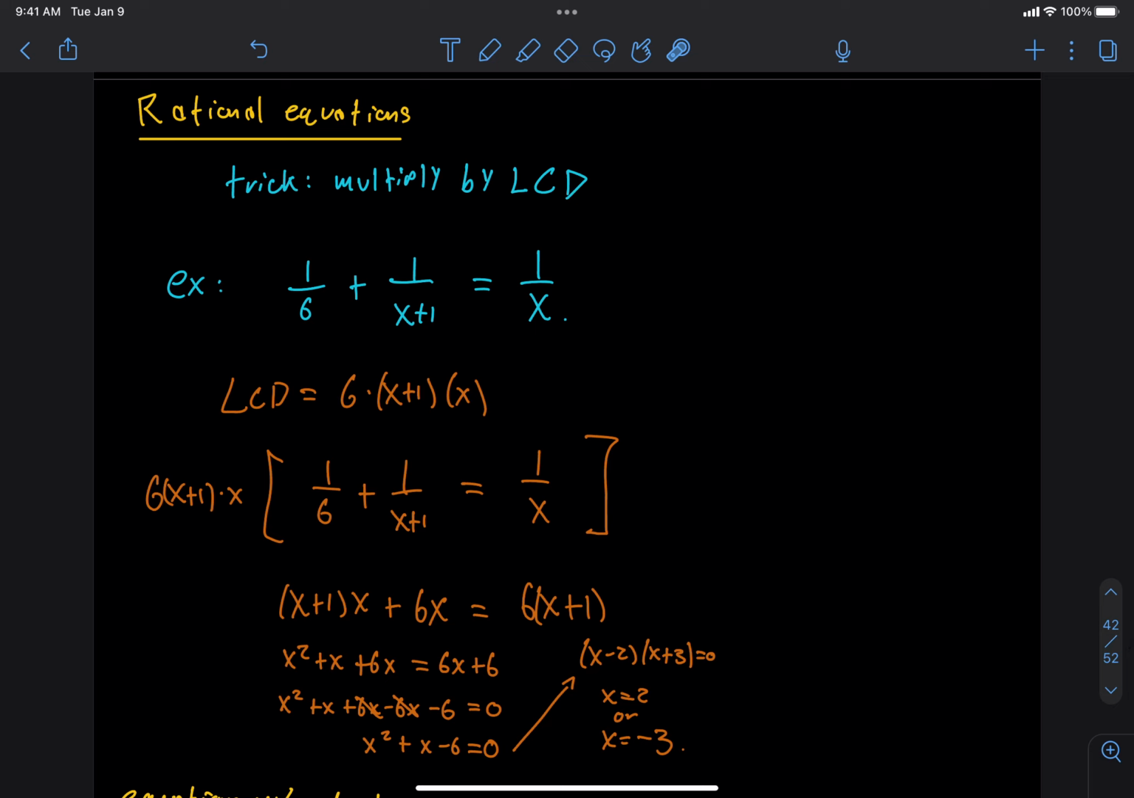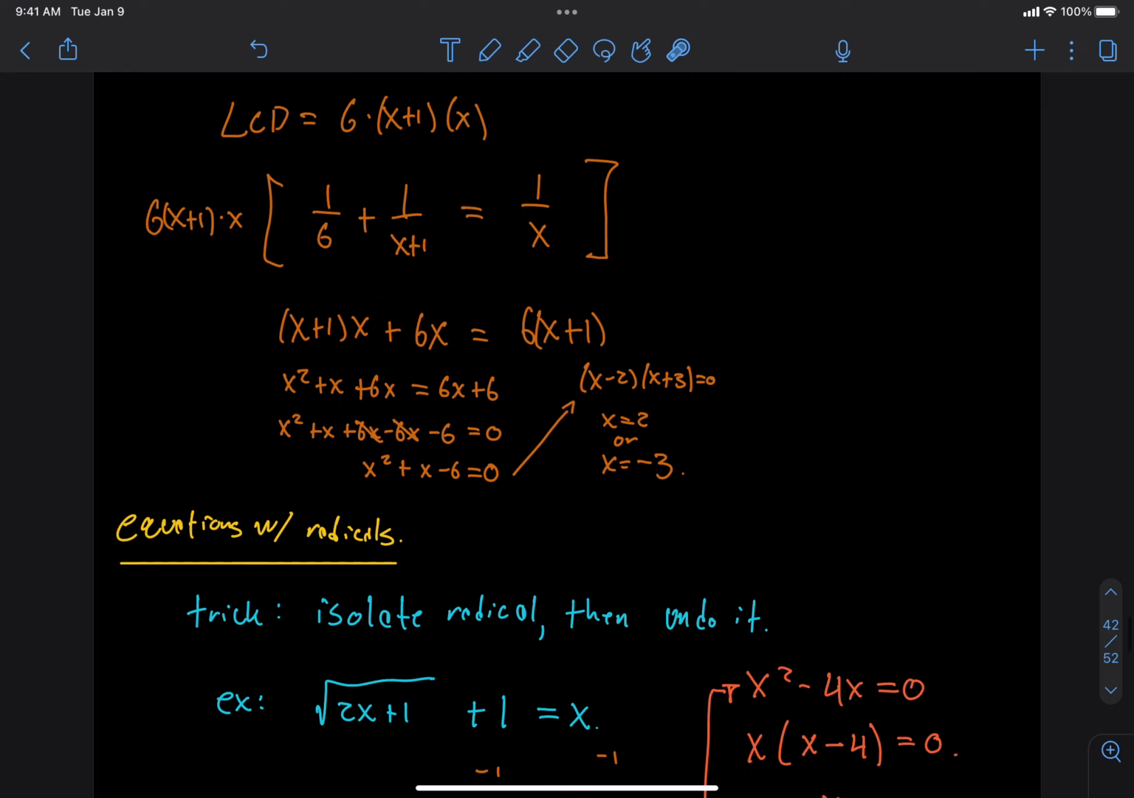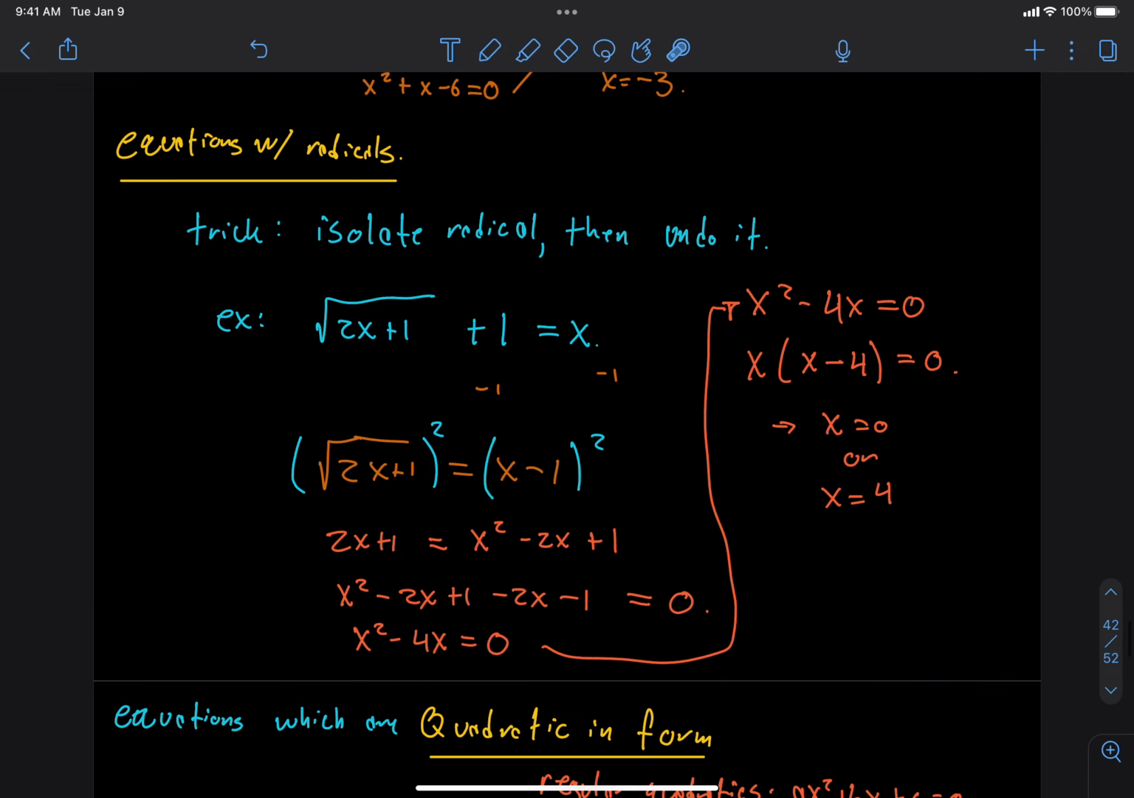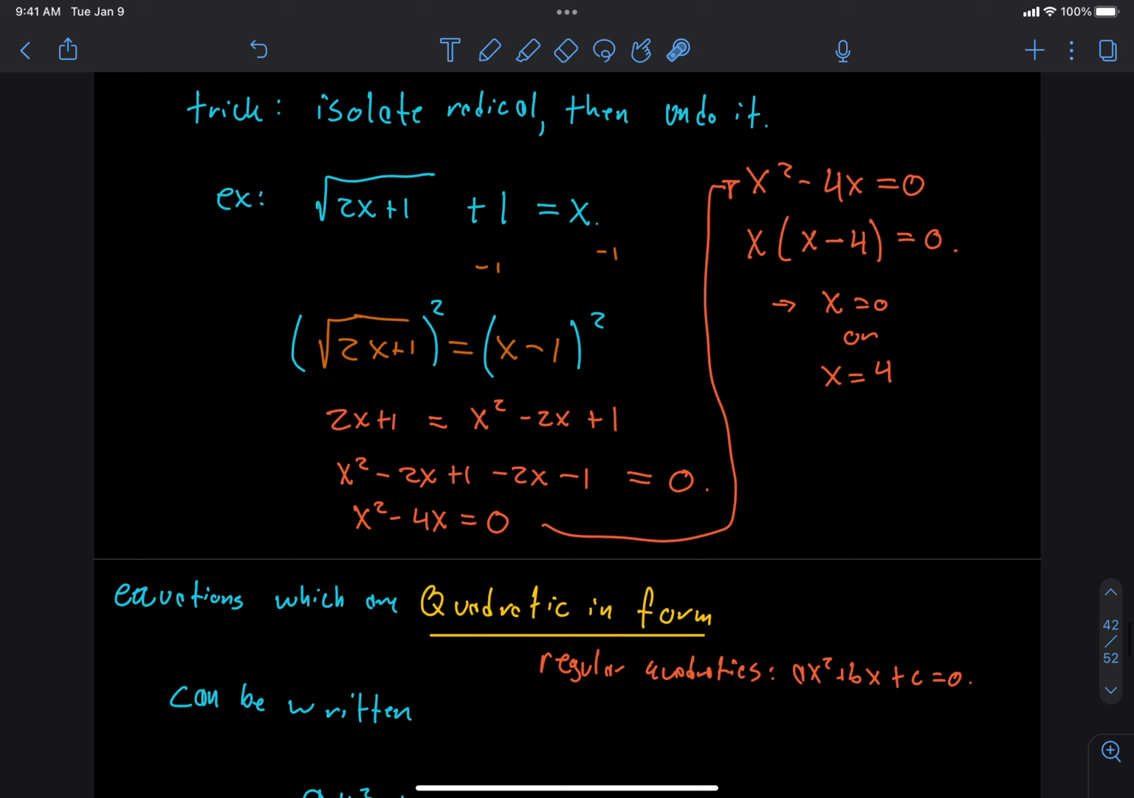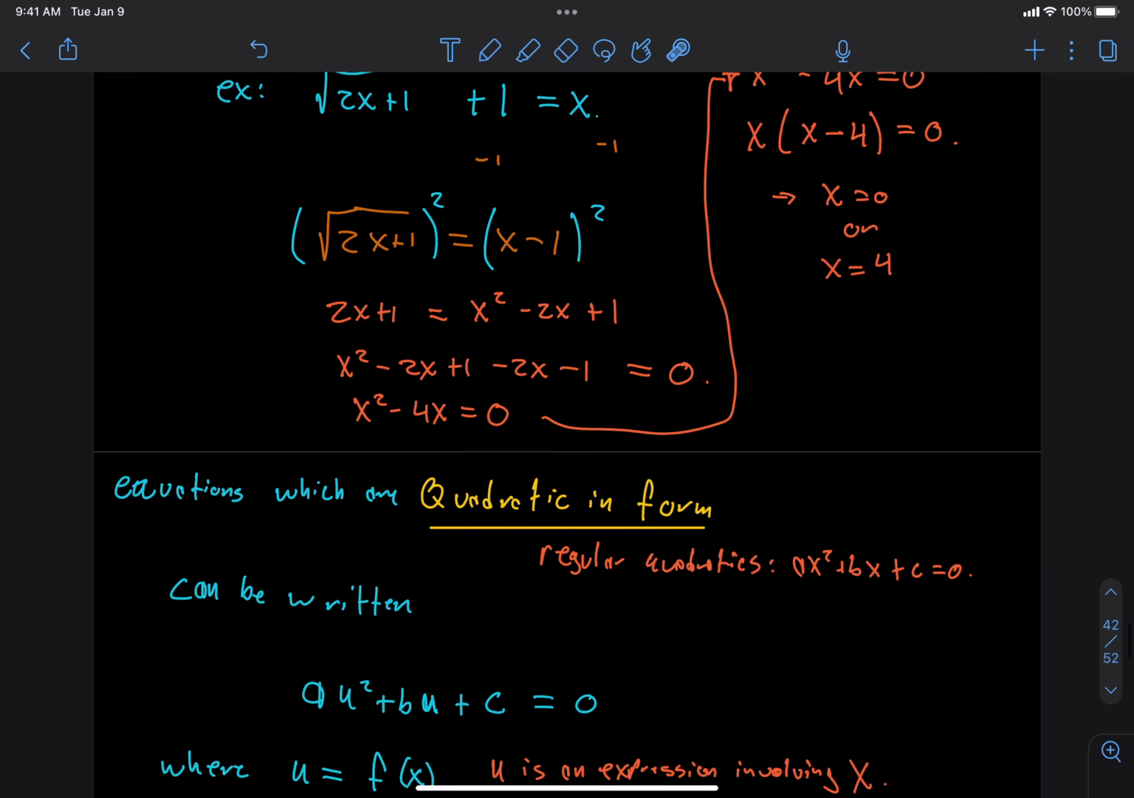The trick with rational equations was to multiply everything by the least common denominator between all of these rational expressions. And the trick with radicals was to isolate the square root or the nth root first and then square everything, so that we can get rid of any and all roots in our equation.